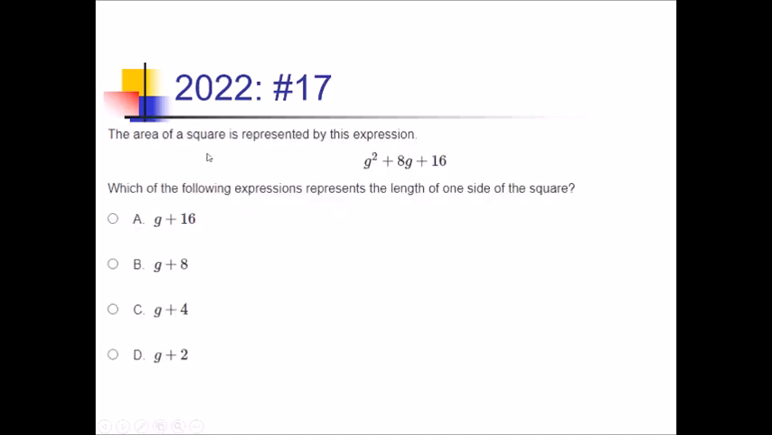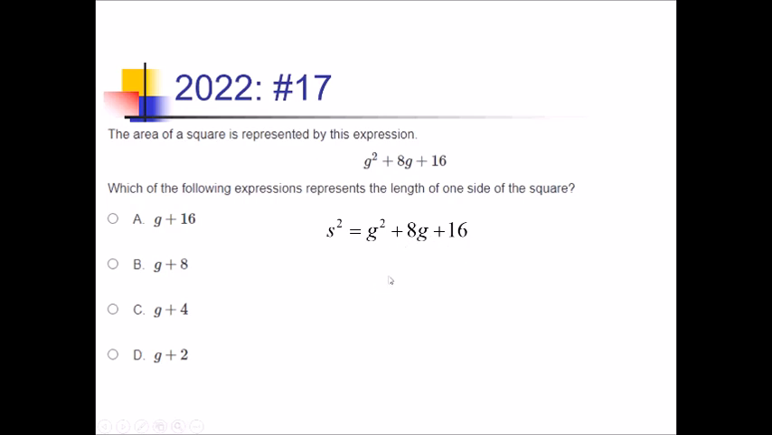For this problem, we're representing the area of a square with this g squared plus 8g plus 16 expression. And they want to know which of these represents the length of one side of the square. So we know that the area of a square is s squared, side squared. So I can write s squared equals this whole thing, and then I'm basically just solving for s. Now, to square root this thing is a little bit tricky. It might be helpful if we factor this first and we can see what's really going on.